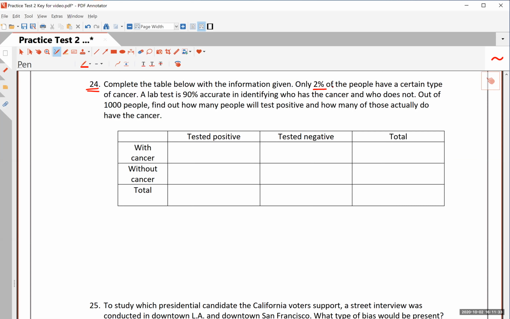Let's assume now that 2% of the people have some rare disease, a certain type of cancer. Okay. Only 2% of the population. A lab test is 90% accurate in identifying those who have a cancer or who do not. So the 90% accuracy is in both identifying the test positive and test negative. Out of the 1,000 people, all right, so this is how you start.